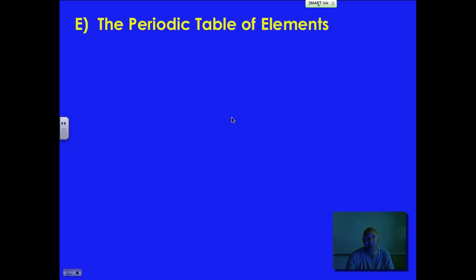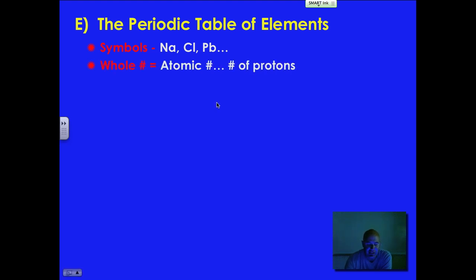I do want to now quickly move to the next chapter, where we deal with the periodic table of elements, and I do want to take a look at that. This is where we can move into a little bit of the chapter 9 material. On any periodic table there's going to be symbols. You're going to have Na, Cl, Pb, the symbols themselves. In addition, you'll have whole numbers, which is the number of protons.